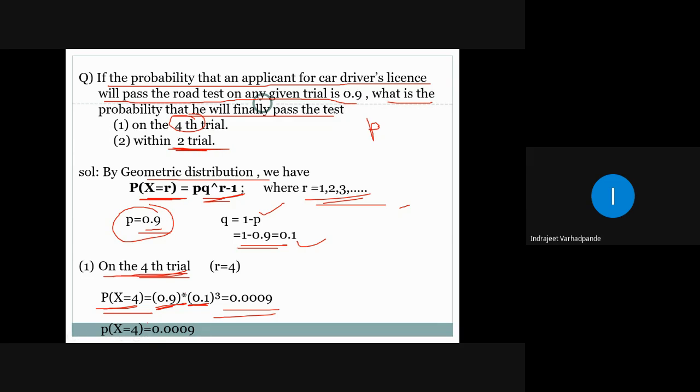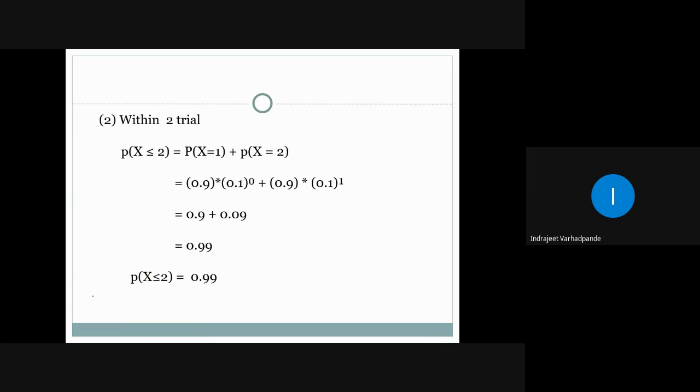So the probability of an applicant for the driving license test passing the test on the fourth trial is the probability at x equal to 4, which is 0.0009. Within 2 trials means within the first trial and second trial.